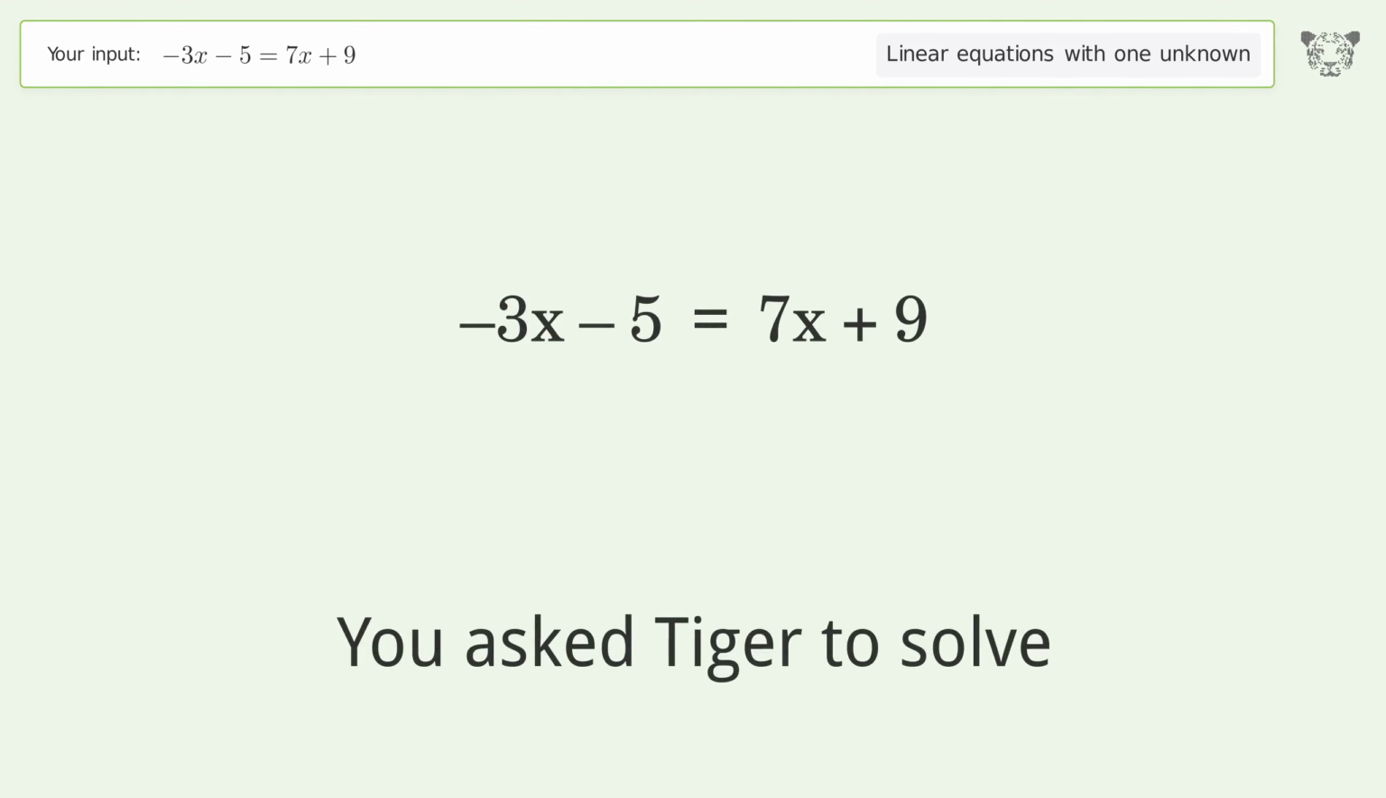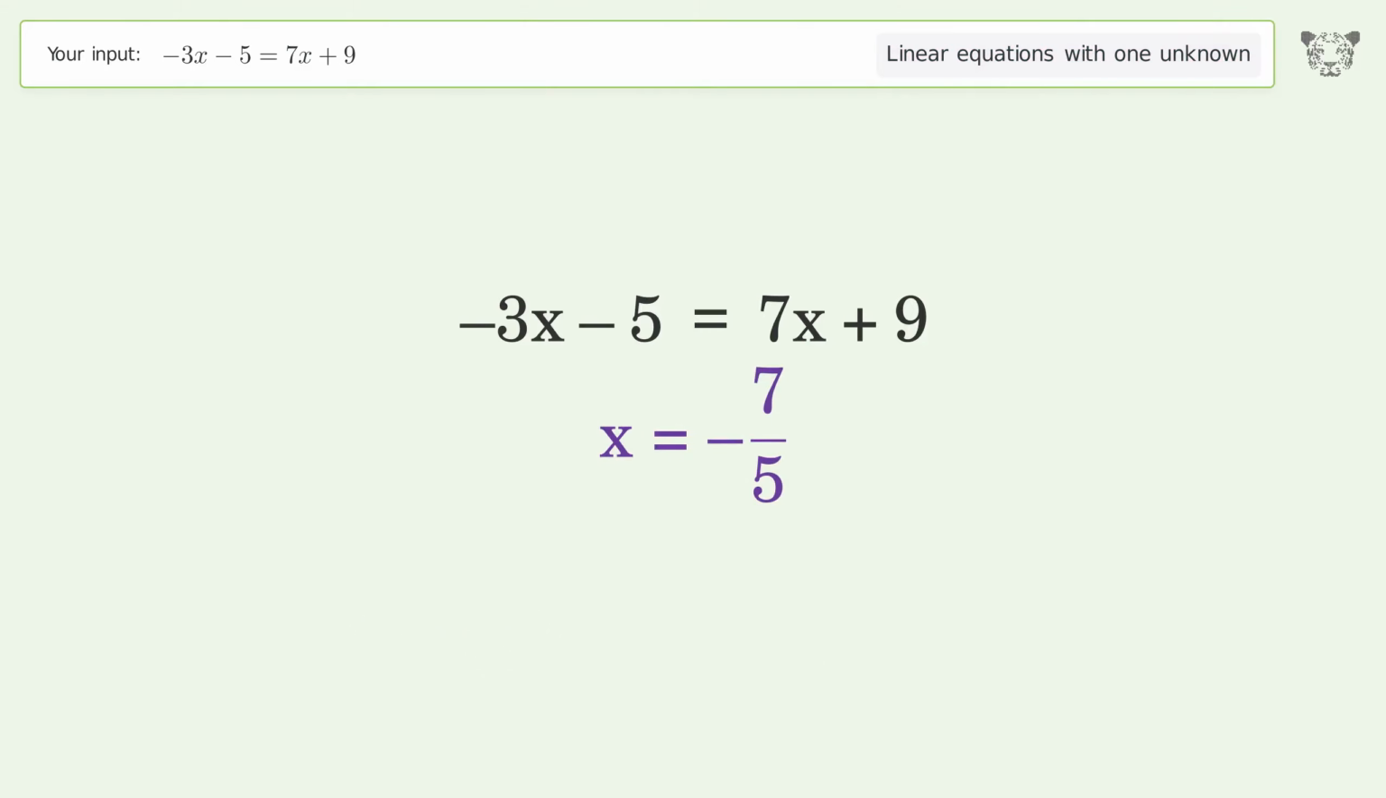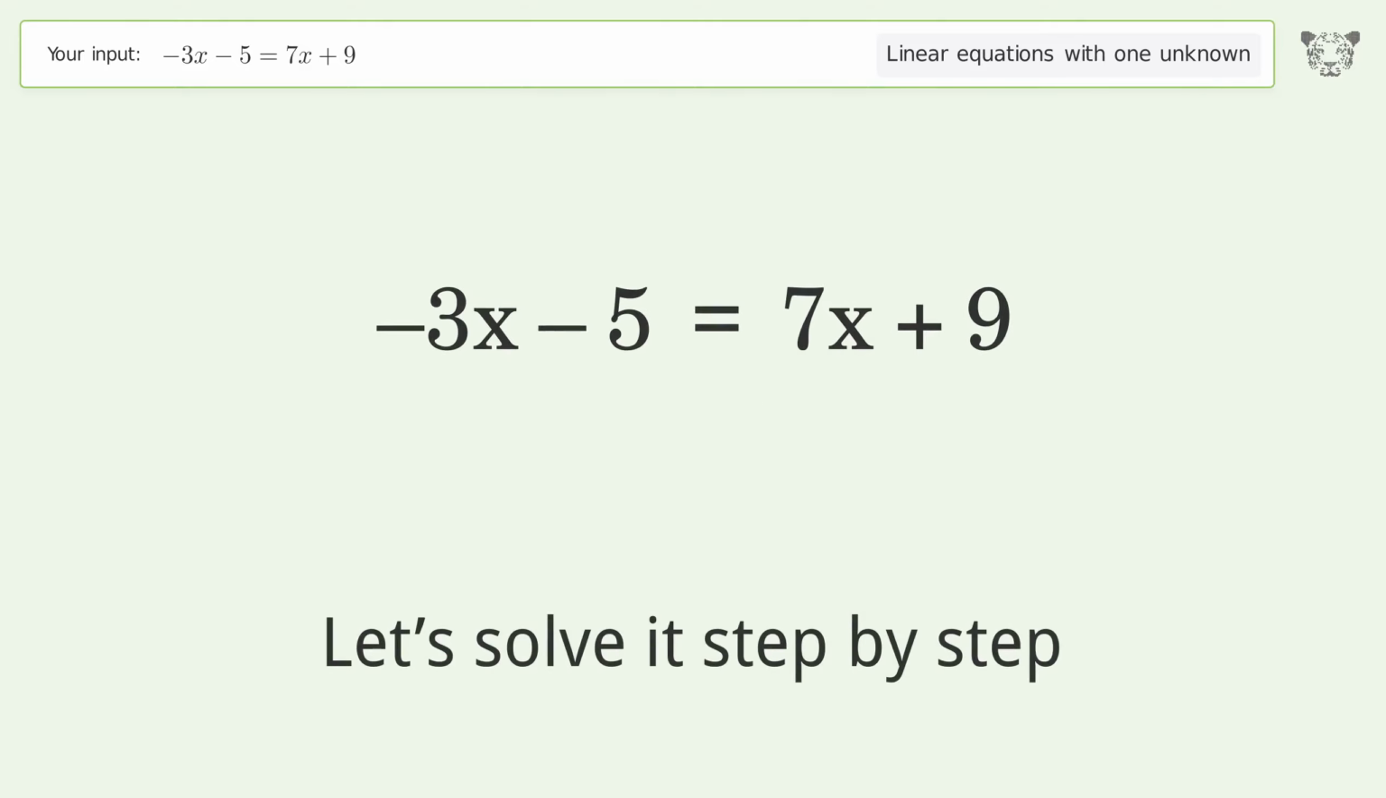You ask Tiger to solve. This deals with linear equations with one unknown. The final result is x equals -7/5. Let's solve it step by step.